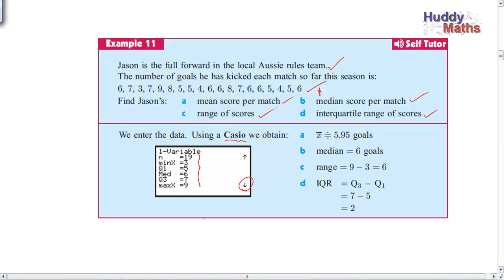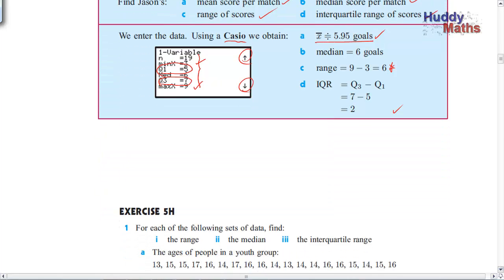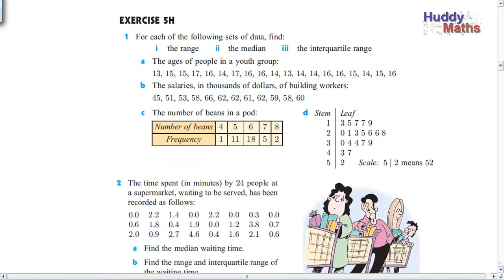Okay, so where are the numbers? X bar, well, that was up in the first screen. And then when we scroll down, we've got minimum, maximum, so it's 9 take 3 for the range. Interquartile range, Q3, take Q1, and there we have it. Okay, so we can do it with continuous data or discrete data, and just remember we usually do it on the calculator. Alright, so here's some for you to try.